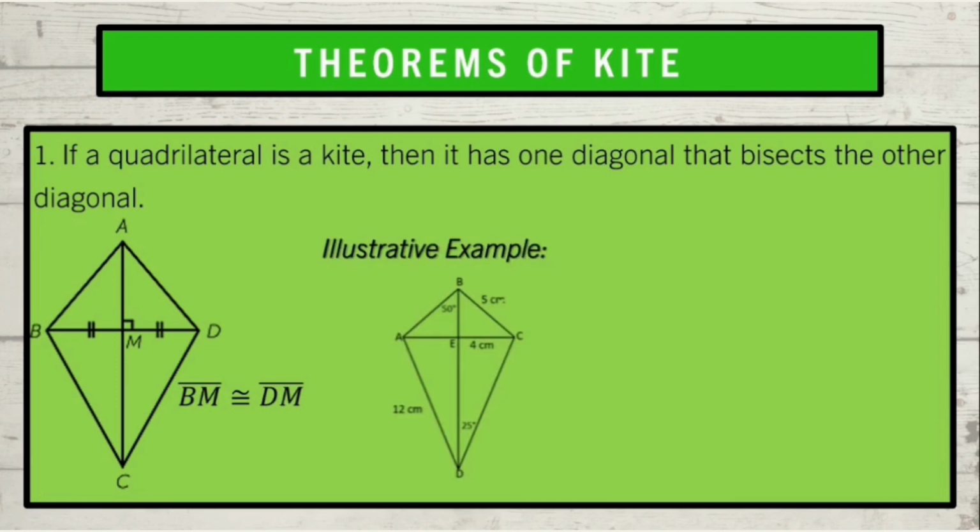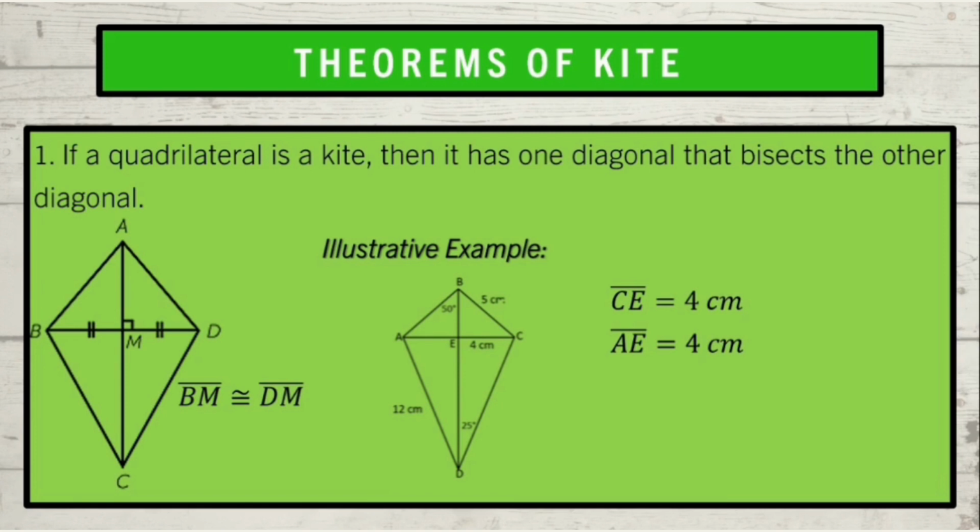Using kite APDC, if segment CE is equal to 4 cm, let us find the length of segment AC. How do we solve that? Well, since segment CE is equal to segment AE, then the measure of segment AE is equal to 4 cm. Why? Simply because one of the diagonals of a kite bisects the other diagonal. Therefore, segment AE and CE are congruent or equal.